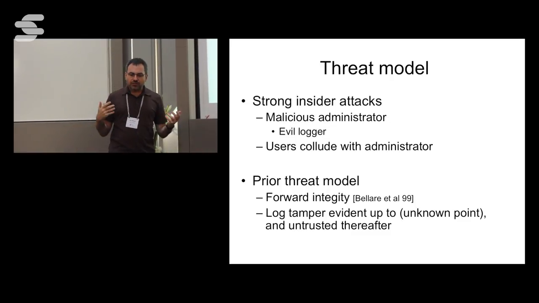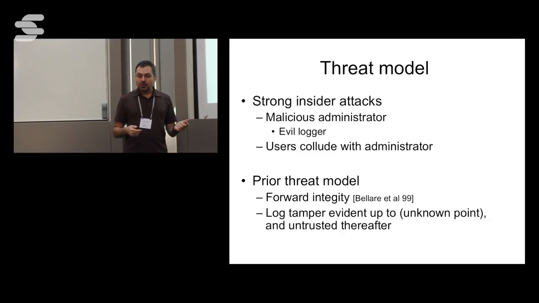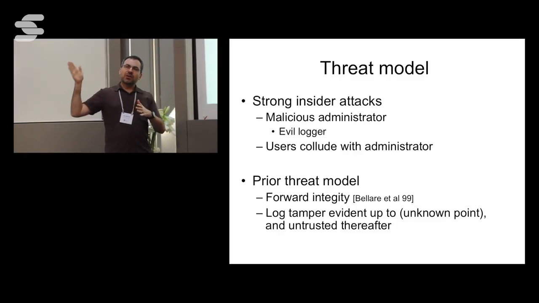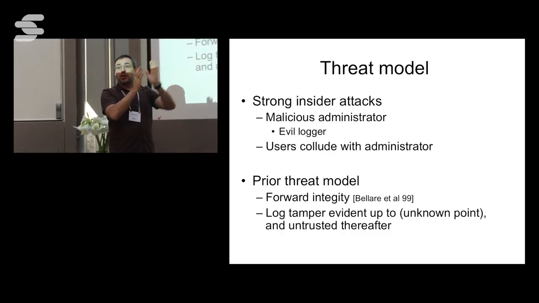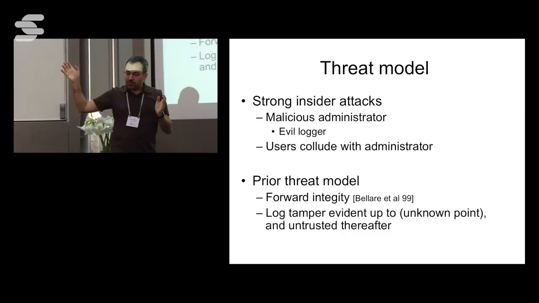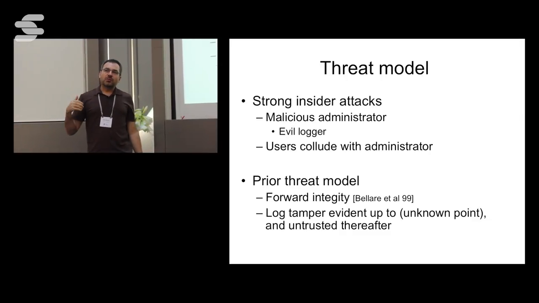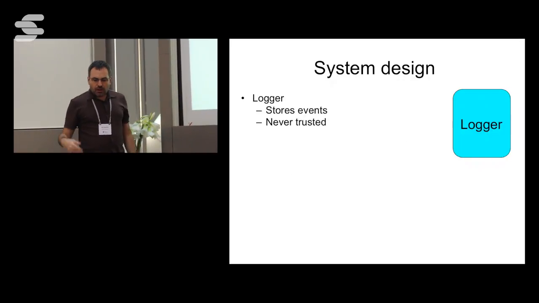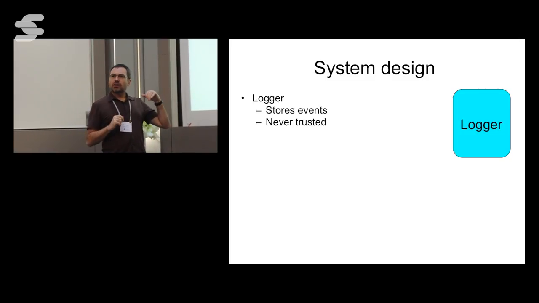There's been a lot of security effort on what's called forward integrity or perfect forward secrecy, which basically means that everything is good up until the moment you get compromised, and then you have no guarantees. But the attacker can't change the past. So we want to perhaps be even better than that. So here's our design. We have a logger. When you see logger, you might think Amazon EC2. Doesn't really matter.